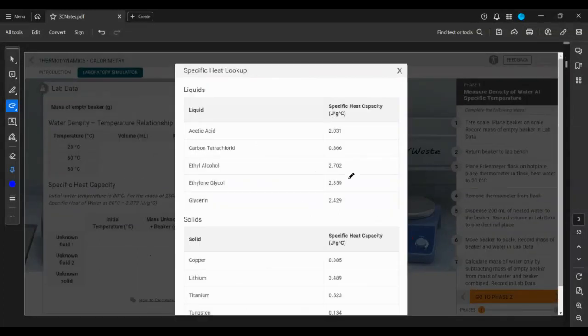Okay, so now we have a table of some values for specific heats. So some relatively common liquids, some relatively common solids, and some numbers listed out here. We will refer back to these later when we're trying to identify what some of our mystery materials are.